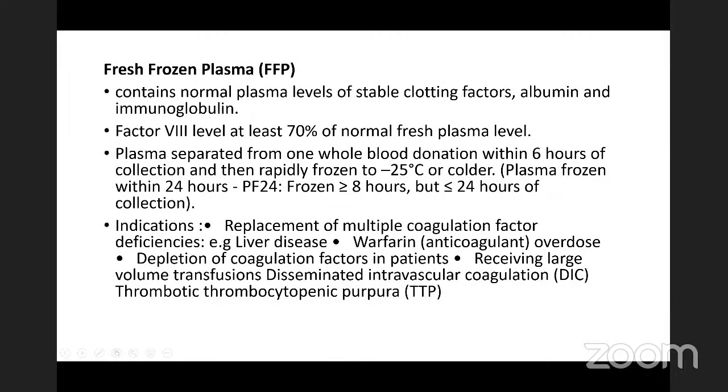Fresh frozen plasma contains normal plasma levels of stable clotting factors, albumin, and immunoglobulins. Factor 8 levels are at least 70% of normal fresh plasma levels. The plasma is separated from one whole blood unit within 6 hours of collection and then rapidly frozen to -25 degrees or colder. It's indicated in replacement of multiple coagulation factor deficiencies, for example liver diseases, warfarin overdose, depletion of coagulation factors in patients receiving large volume transfusions, in DIC and TTP.